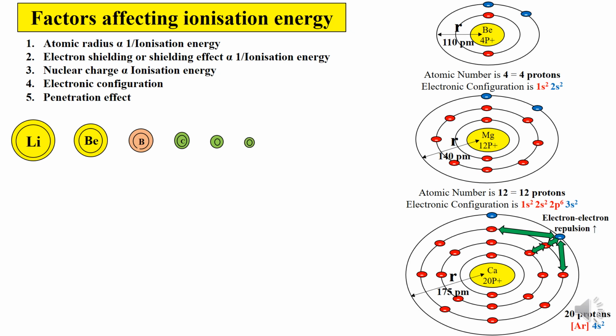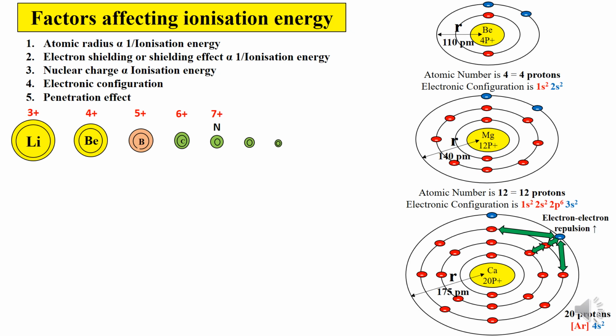And as the number of shells increase, the electrons increase, and this leads to increase in the electron-electron repulsion, and the atomic size increases as the electron cloud expands, as the electrons will be occupying more space. Now coming to the second factor, electron shielding. It's also called as shielding effect or screening effect.